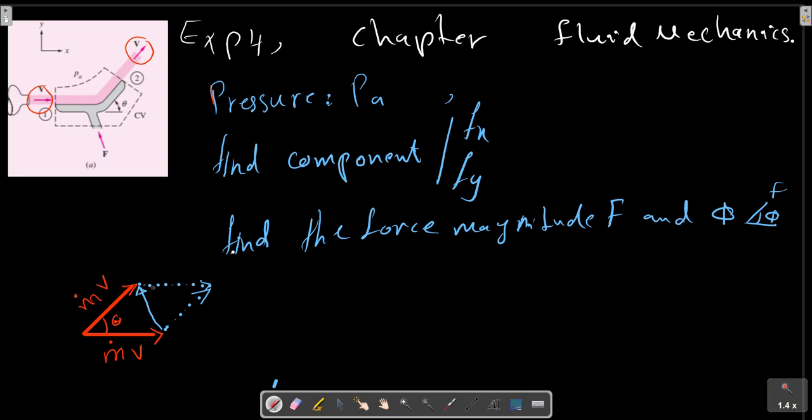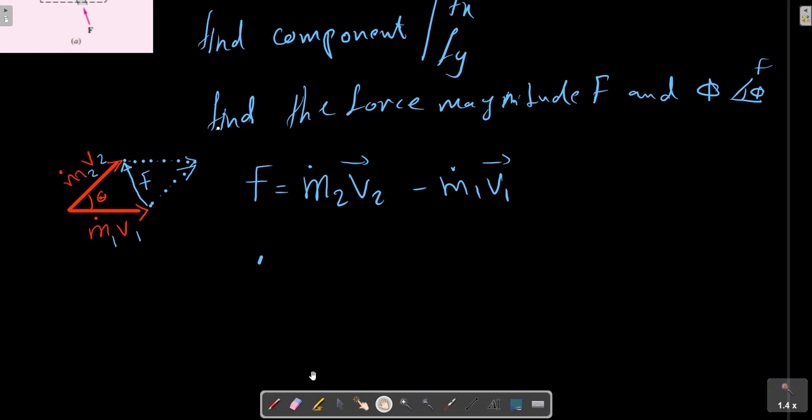The vector F equals m dot 2 v2 minus m dot 1 v1, where the outlet flow is positive. But the velocities are in vector form. Now we can write the vectors for v1 and v2. v1 is v i, and v2 in the x direction has v cosine theta i and v sine theta j.